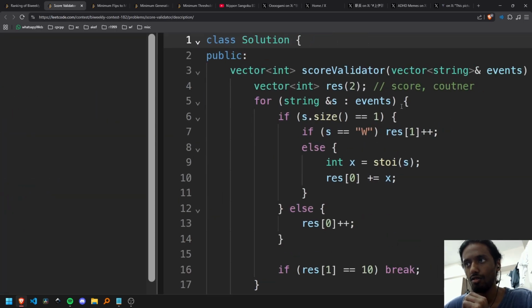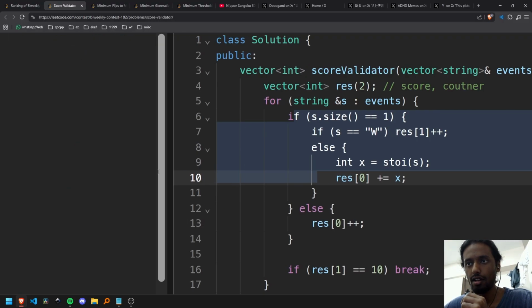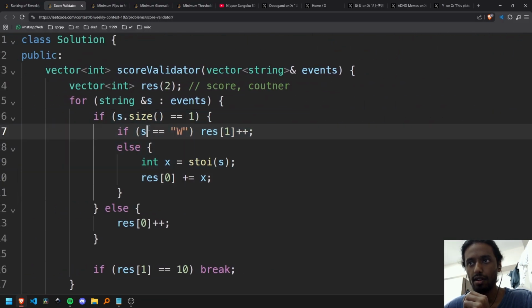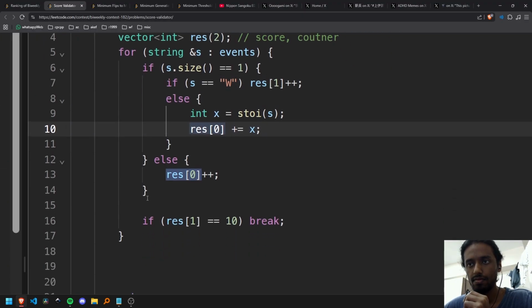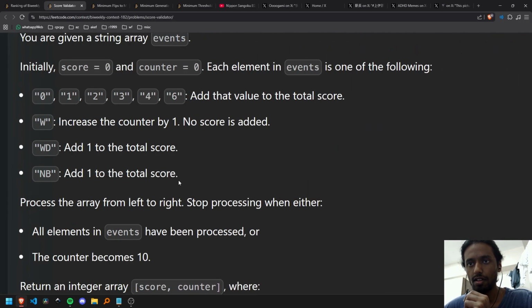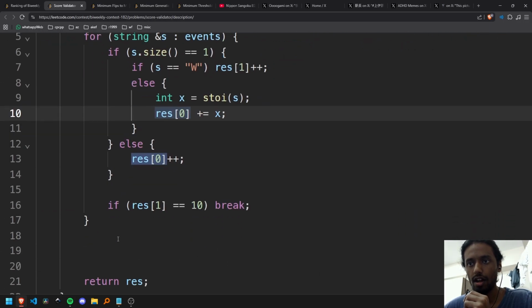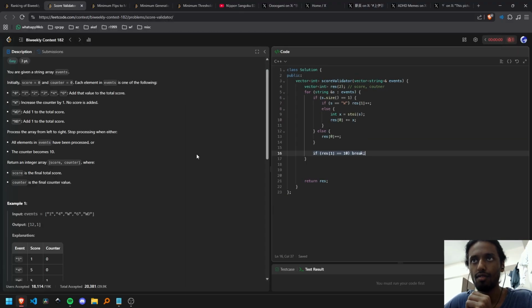So you just do this: the score comma counter. If the size is 1, then it's one of these, right? In that case, if it's W, then we do counter plus plus, else we make it an integer and add that to the score. Else, it's one of these, so we add that to the score. At the end, if the counter gets 10, we break and we return. So yeah, this was Q1.